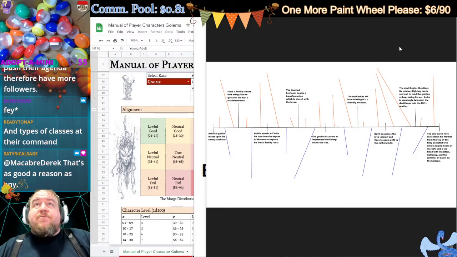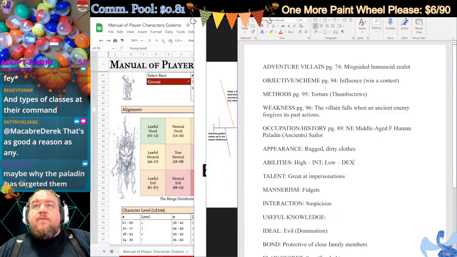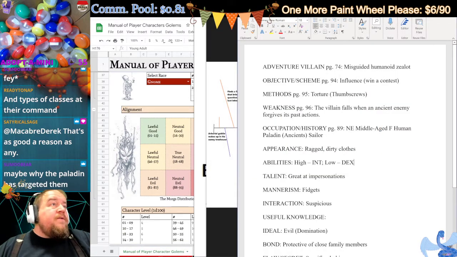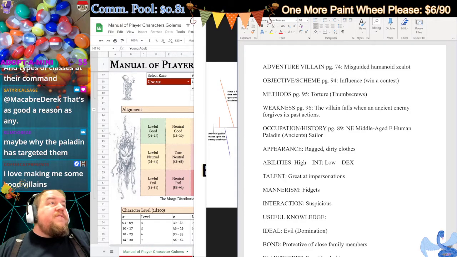Oh, that was our goblin story from last night. Let's get our villain back. Lagan is convinced there's a necromancer involved.